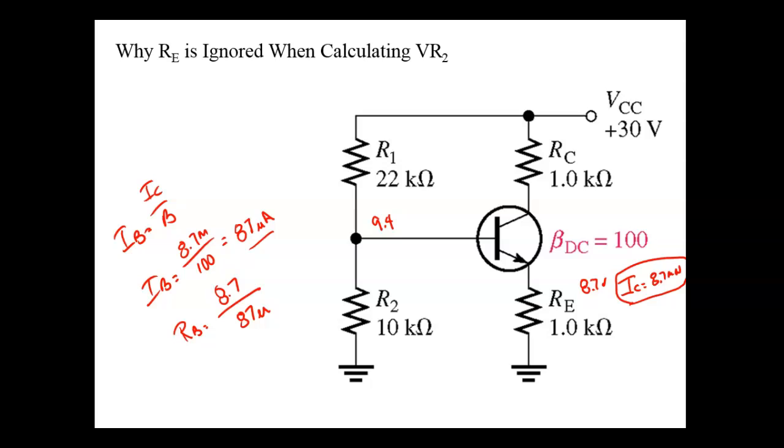So what does the base see that RE as? It doesn't see it as 1K, it sees it as 100K. So the emitter resistor, from the base point of view, is seen as times beta. This signal coming in right here sees this resistor over here as 100K. Because when it's at 9.4 volts, it only requires 87 microamps to cause that to drop.